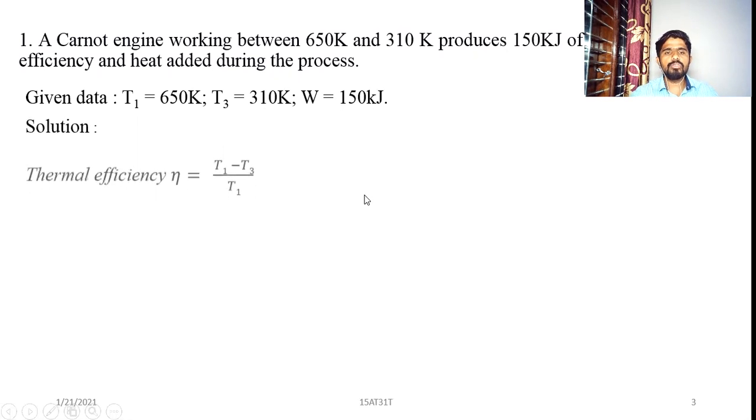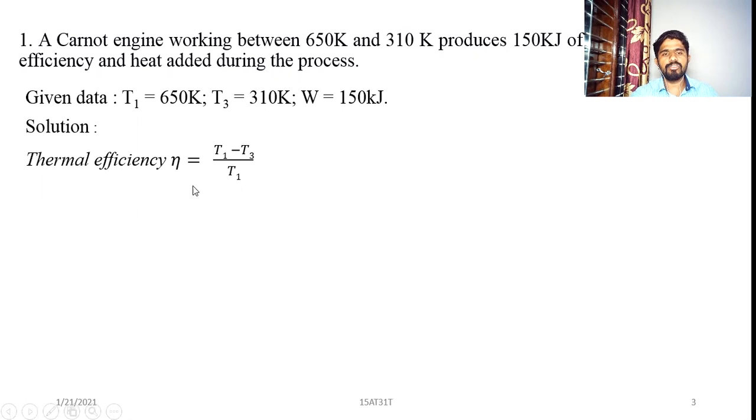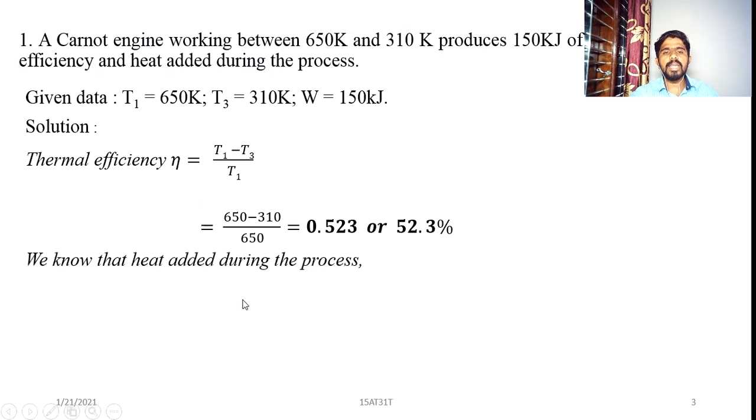The solution part: we know that thermal efficiency is equal to (T1 minus T3) divided by T1. So here it is (650 minus 310) divided by 650, that is equal to 0.523, or you can say 52.3%. Very easy.